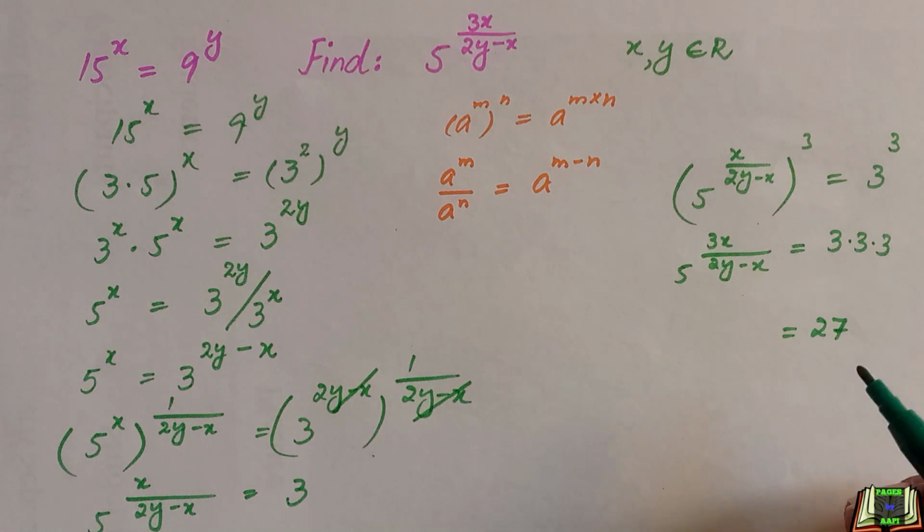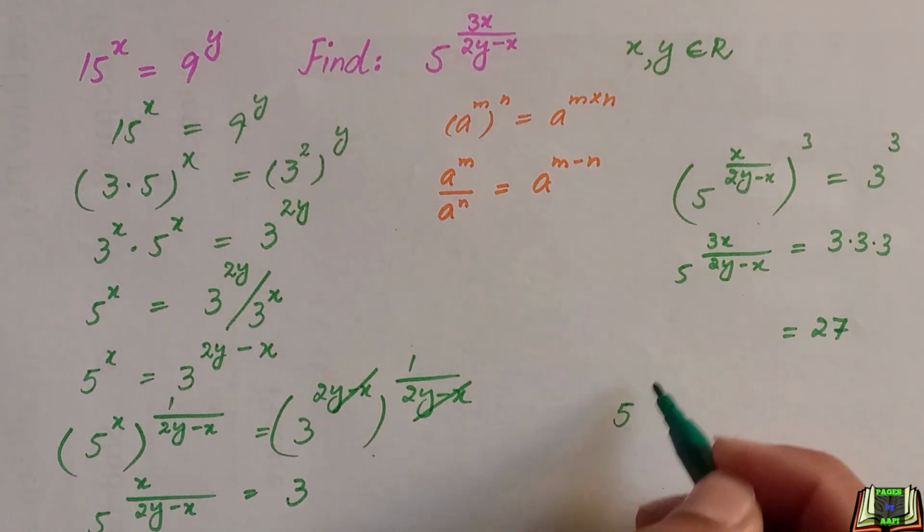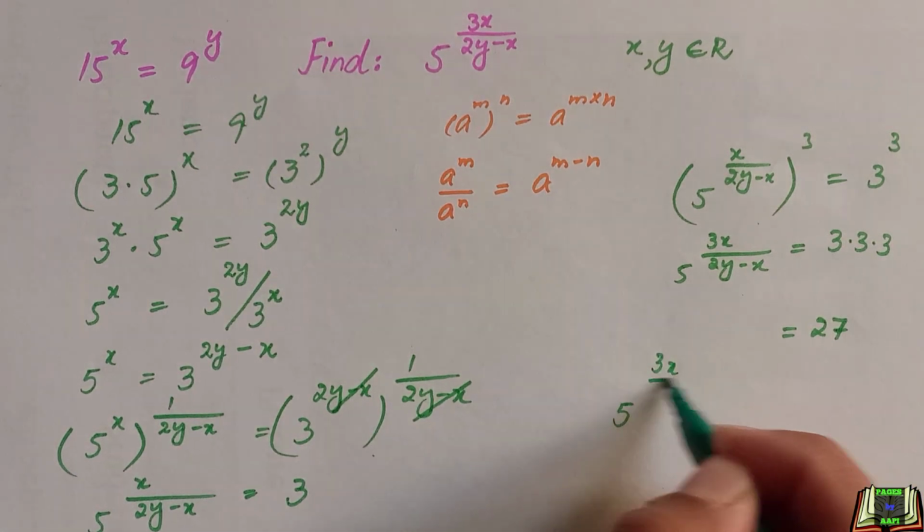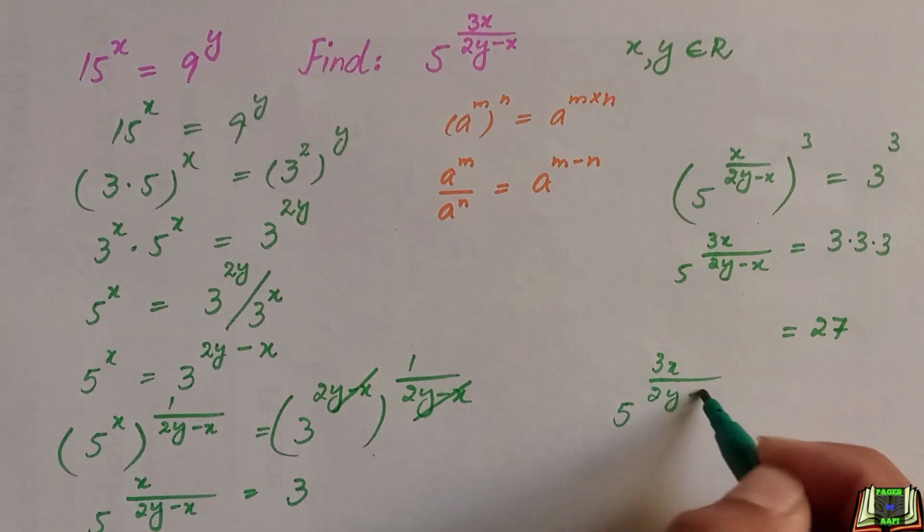So the value of 5 raised to power 3x divided by 2y minus x, which we have to find out, is equal to 27.